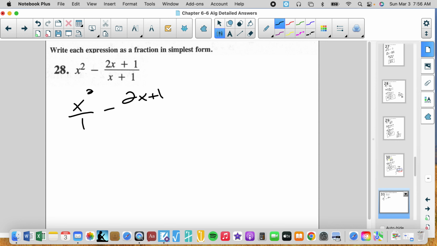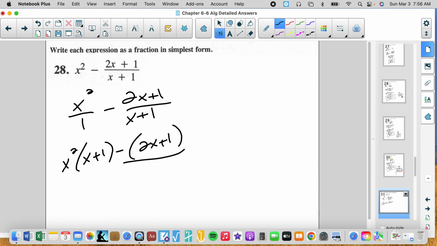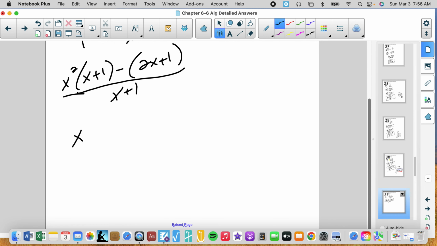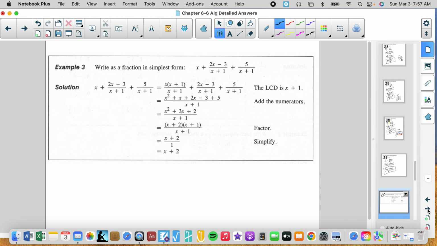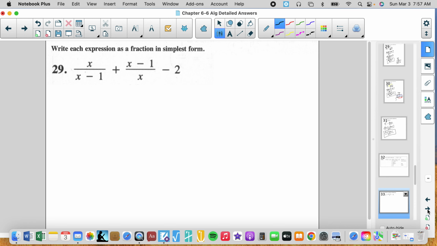Minus 2x plus 1 over x plus 1. We get x squared times the quantity x plus 1 minus the quantity 2x plus 1 over x plus 1. You get x cubed plus x squared minus 2x plus 1, which also isn't going to factor. I already know it's not going to factor, because if I take out the negative, we're never going to get 2x minus 1 from those other 2 terms. So that's factored. Oh, come on. Hopefully it'll factor.